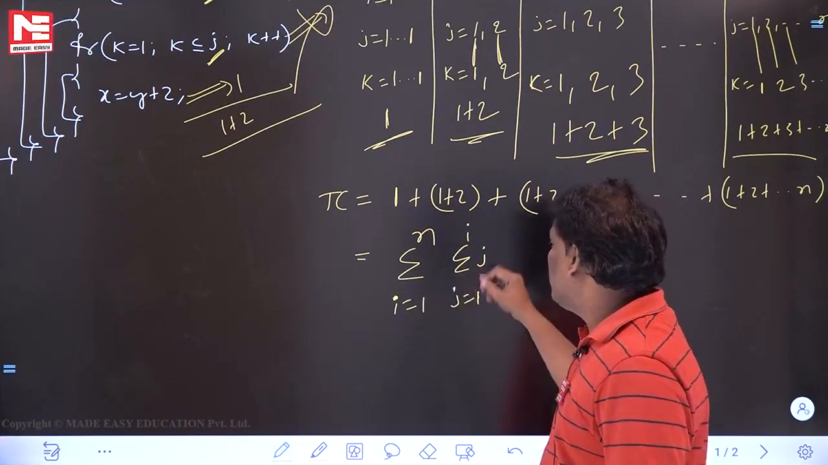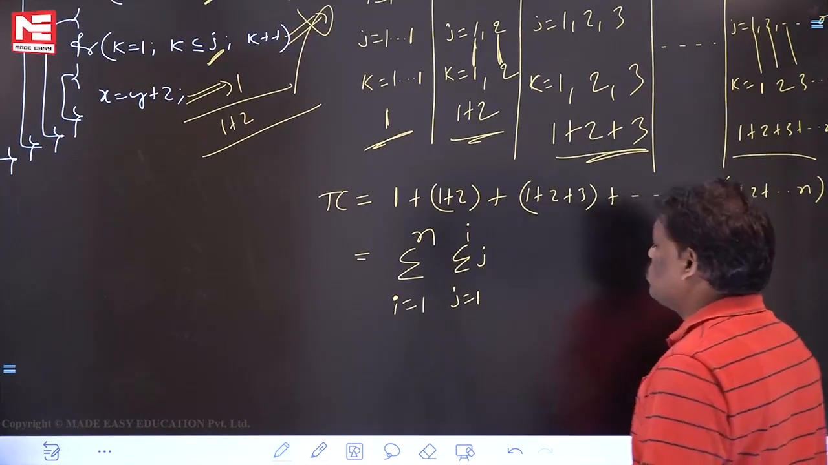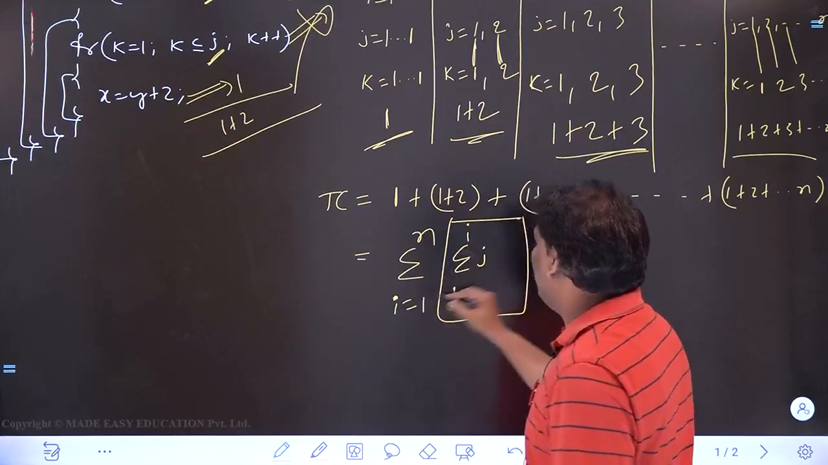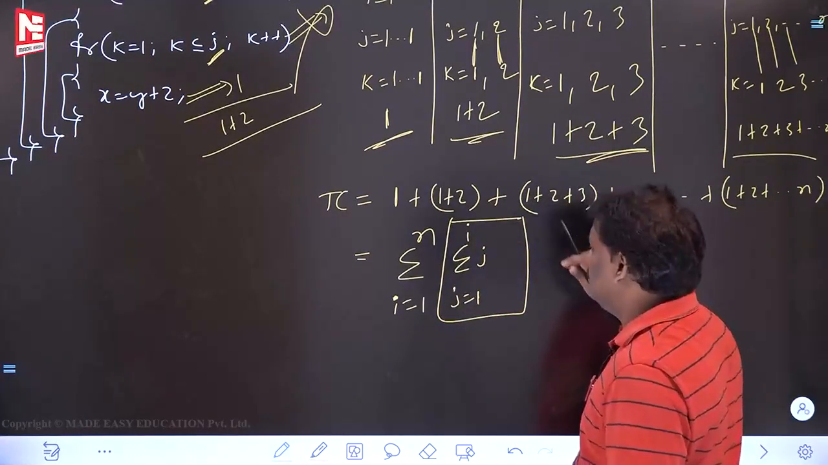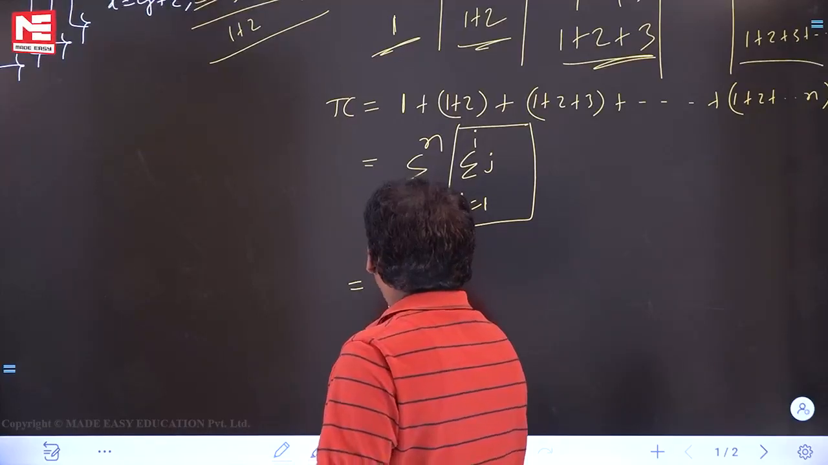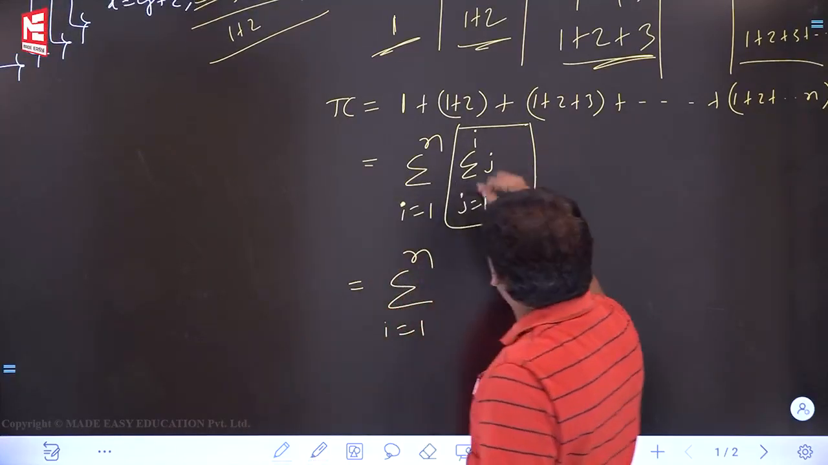For i equal to 3, the sum of 3 natural numbers, and so on. So can you help me? What will this one give? The sum of i natural numbers. Whatever i value you give, those many times you will repeat, right? This will go to, let me write now, sigma i equal to 1 to n. It is going to be the sum of i natural numbers.